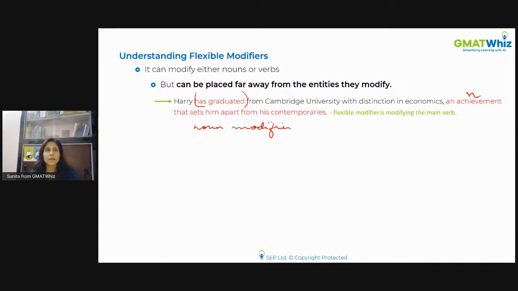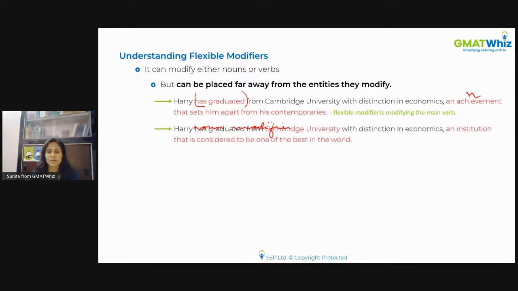Okay. Then here is another sentence. Let me just clear this up, guys, for a moment so that you are not hindered by it.